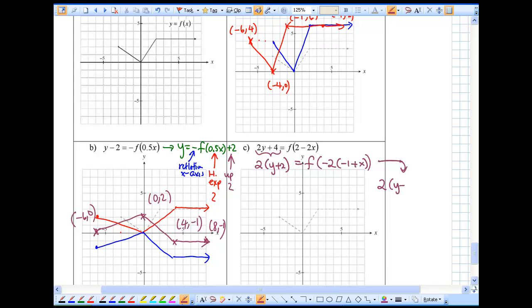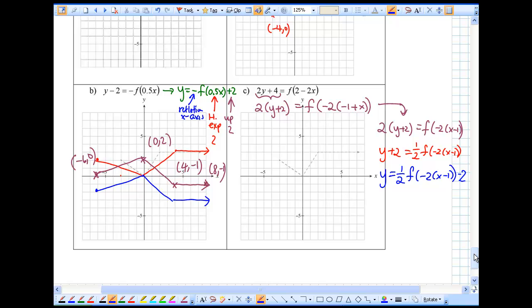2 bracket y plus 2 equals f of -2 x minus 1. That still looks funny because you don't have y by itself, so many of you will divide both sides by 2. So you get a half f of negative 2, x minus 1. Okay. And that still looks funny because you have the plus 2, so this is probably the best looking way. And this is the best looking form to help you identify all the transformations inwards.